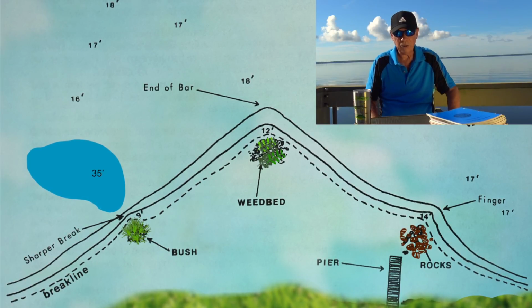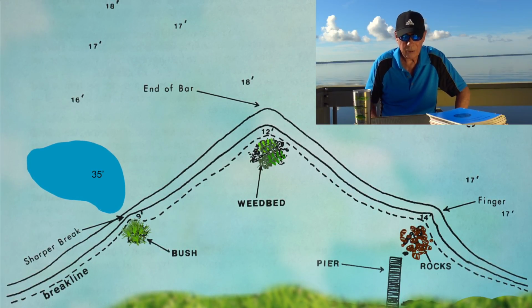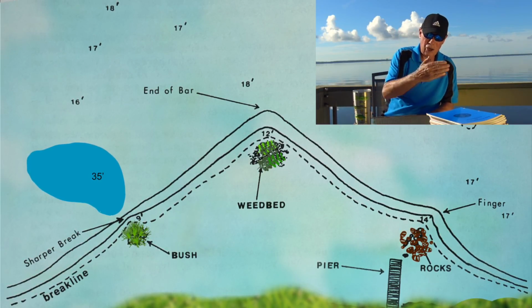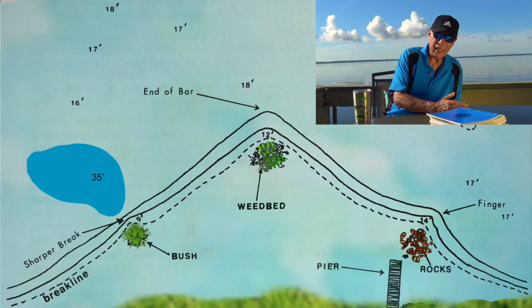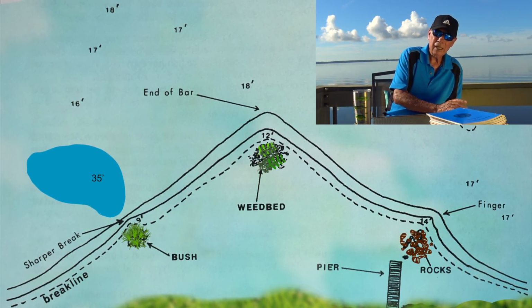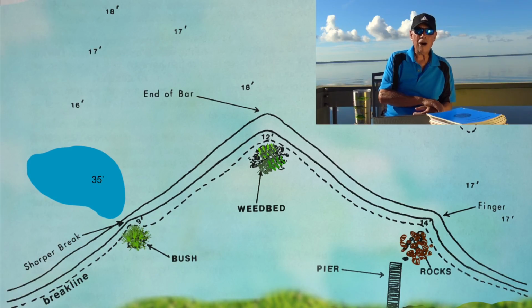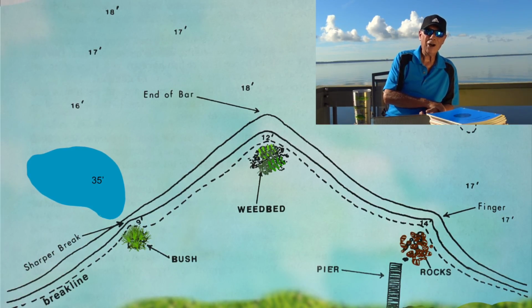Well, the pier will never catch a fish. The hump will never catch a fish. The end of the bar will never be a fish. And the sharper break is occurring at 9 feet. Could you ever catch a fish? The answer is yes. But how often? Hardly ever.